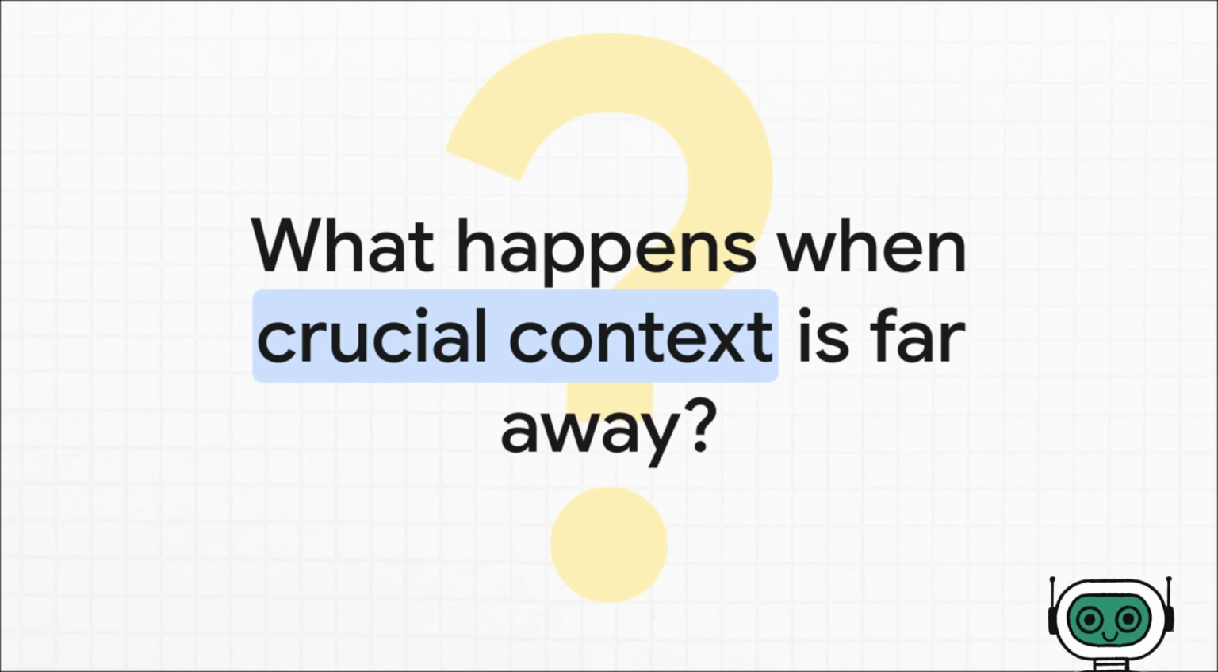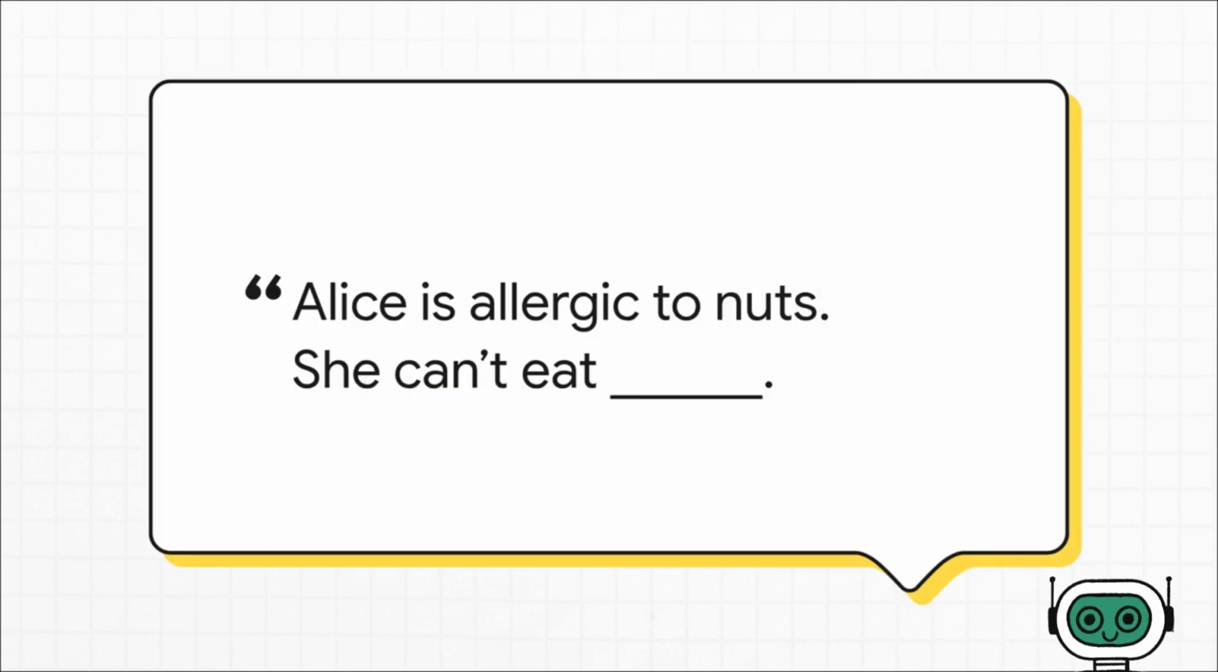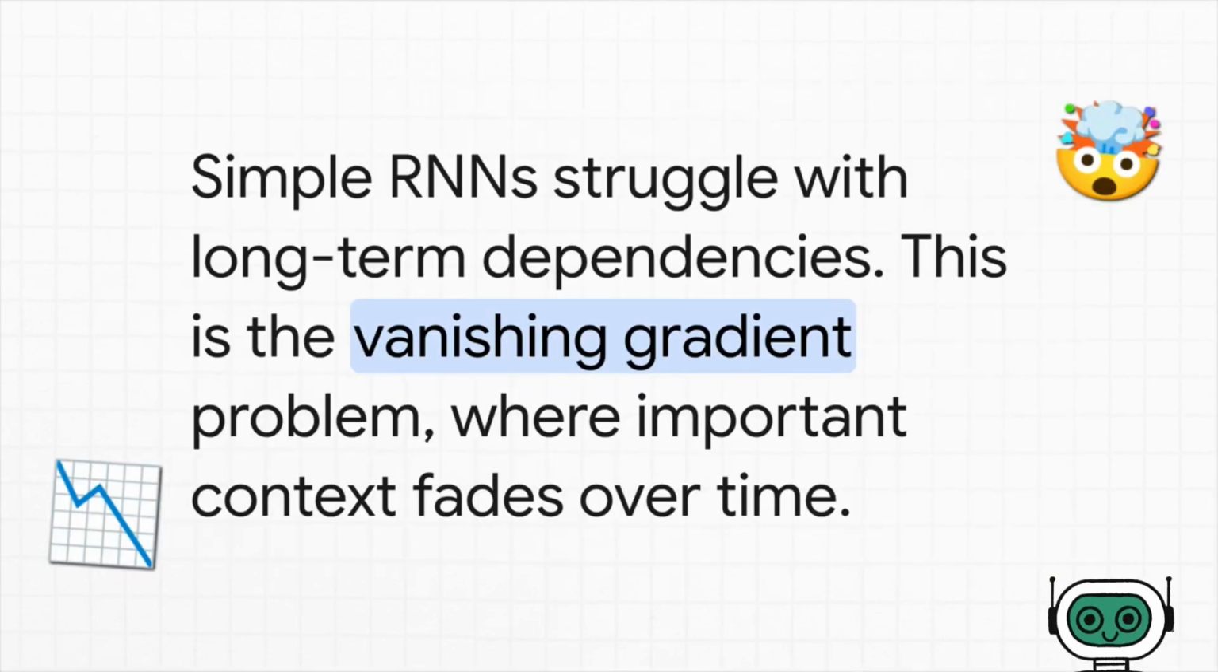Okay, so this simple feedback loop sounds great, and it is for short sequences. But what happens when the really important context wasn't in the last word, but maybe 10 sentences ago? Let's look at a classic example. To fill in that blank correctly, the network has to remember one key fact. Alice is allergic to nuts. That's the crucial context. But what if there were a bunch of other sentences in between? That's where things get tricky. This is where that simple memory starts to fail.